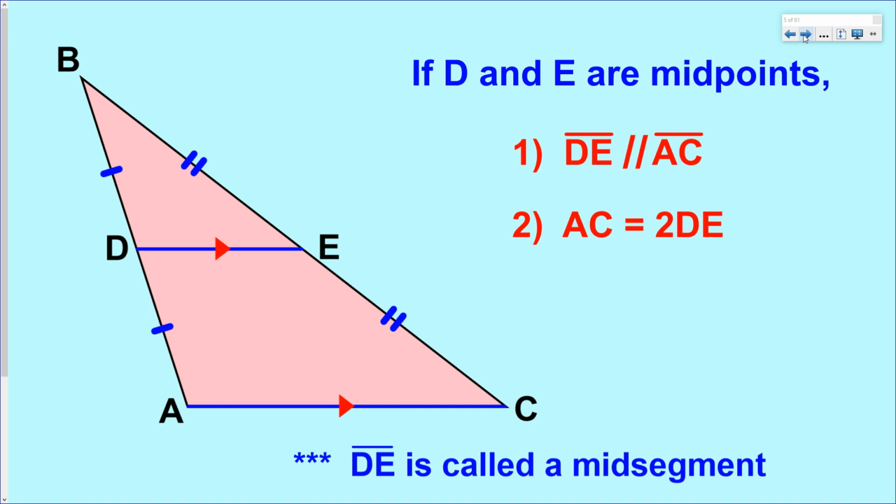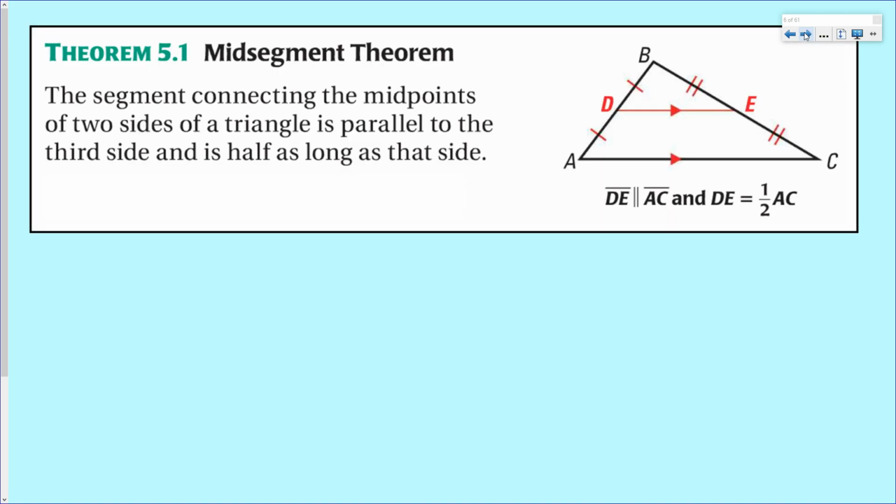using the manipulative software to basically show that the slope of DE and AC is always the same, meaning that they're parallel, and that the distances of DE and AC are related in that AC is always twice the distance of DE. These two conclusions and this construction is basically what makes up the midsegment theorem, which is a major theorem that appears in 5.1, and you need to know what it says and how to use it. So basically, if you have a midsegment constructed, it is half the distance of its corresponding side of the triangle.